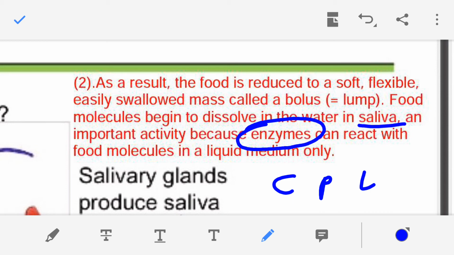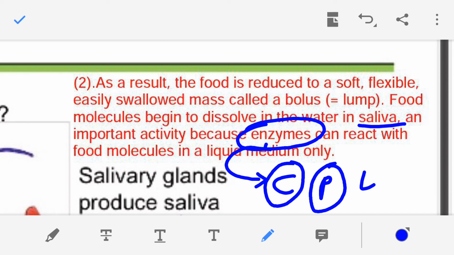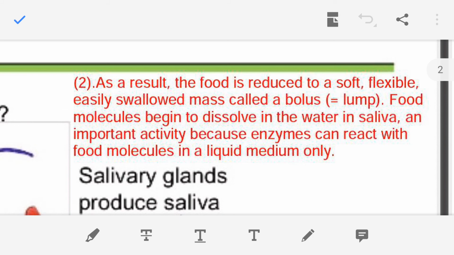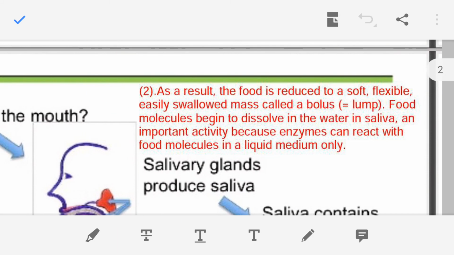Once the carbohydrate, protein, and lipid dissolve in the saliva, the enzymes which are present in the saliva can start the digestion of the carbohydrate in the mouth itself. We know the process of digestion starts in the mouth for the carbohydrate, but the digestion of protein and lipid starts from the stomach. So in this lecture we are discussing the digestion of starch.